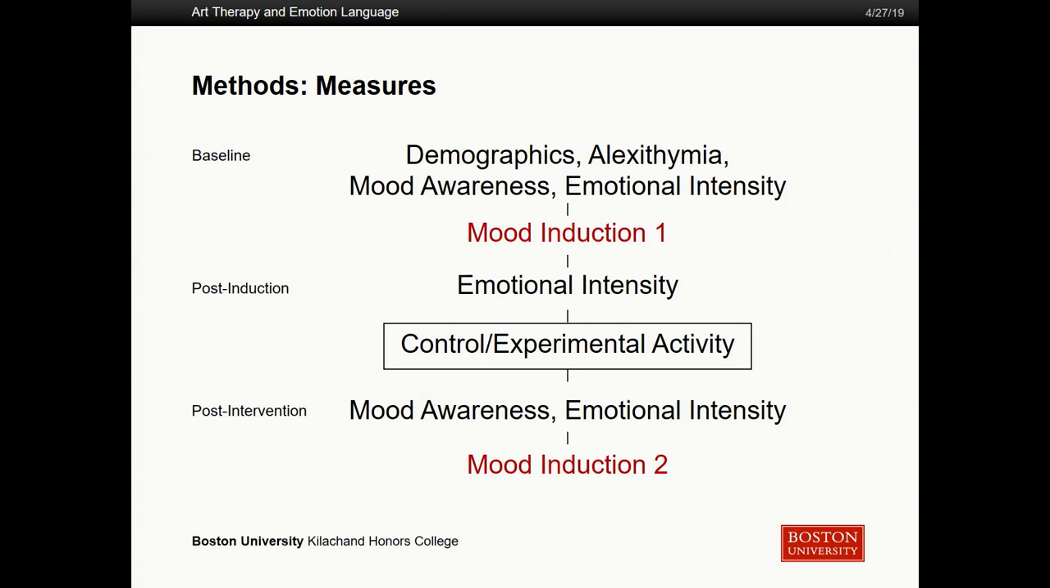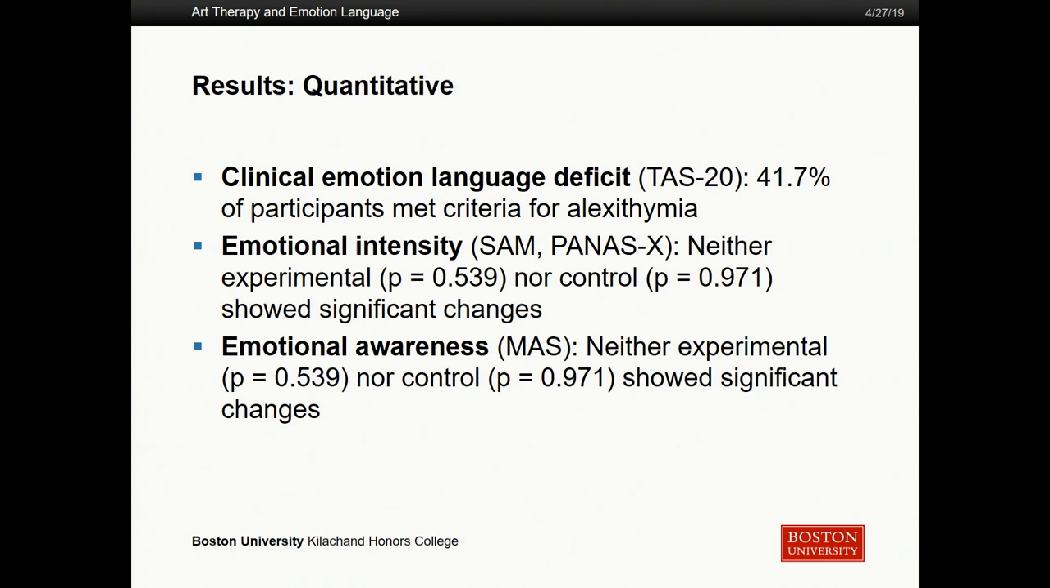And what we found is that quantitatively, there is a clinical emotion language deficit, which supports my 3 years of research, thank goodness. 41.7% of participants actually met criteria for alexithymia. And to put that number in perspective, the general population is maybe at 7 to 10%. And a clinical population of anxiety and depression ranges from about 25% to 35%. So this is extra present in borderline personality disorder, which just reemphasizes the need to address this emotion language deficit in treatment.